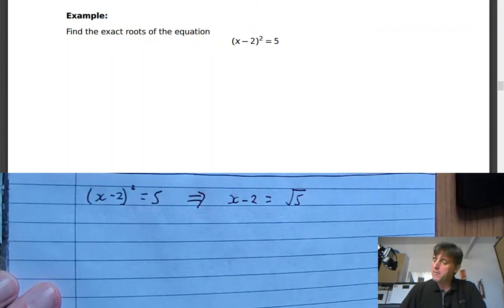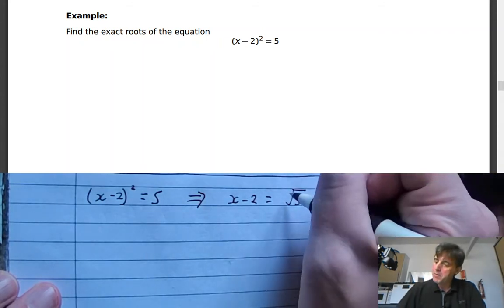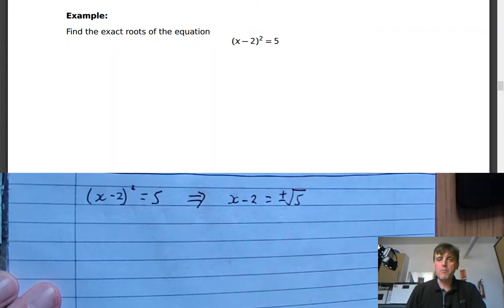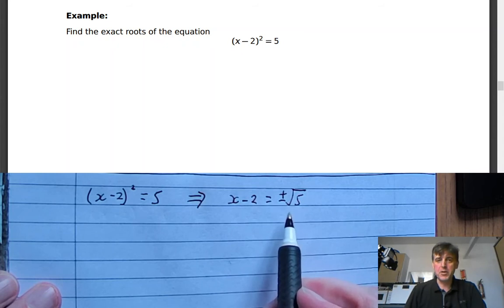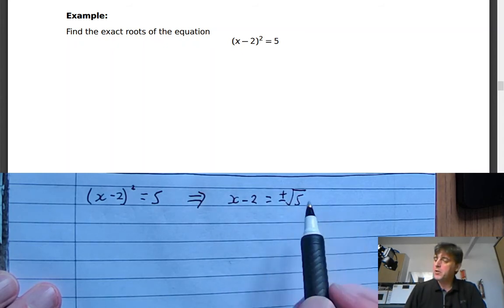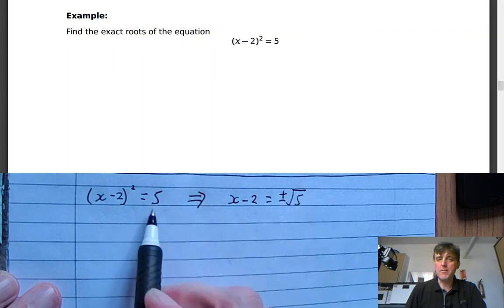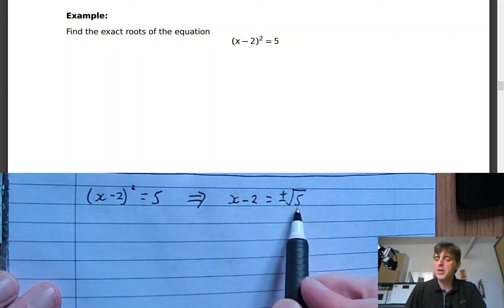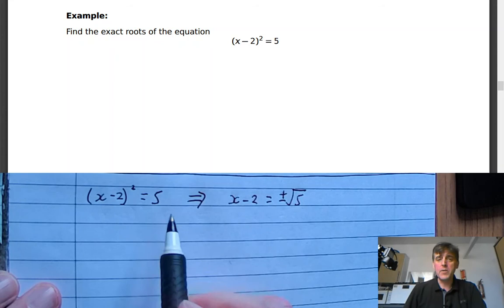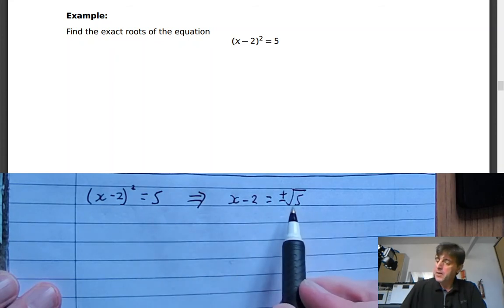But I do need to be careful here because I need to remember that when I take the square root of both sides of an equation, we could end up with a positive or the negative root on one side of the equation here. So if you think about it, if we square the positive root 5, we get 5 again, but if we square the negative root 5, we get 5 again here. So I do need to remember that plus or minus.